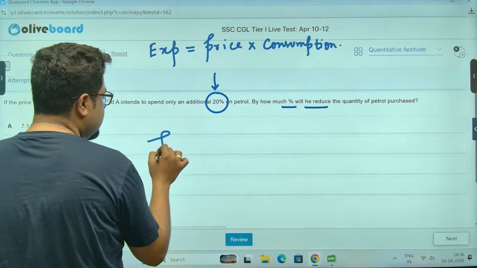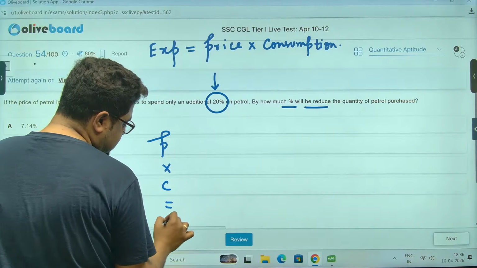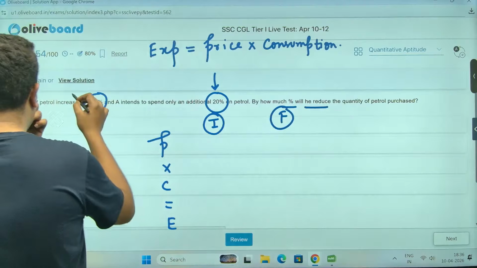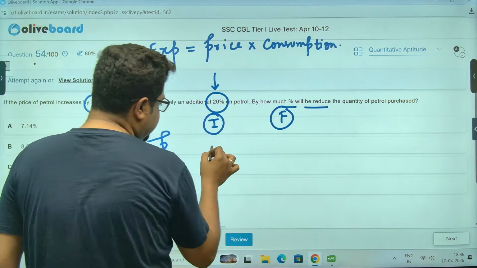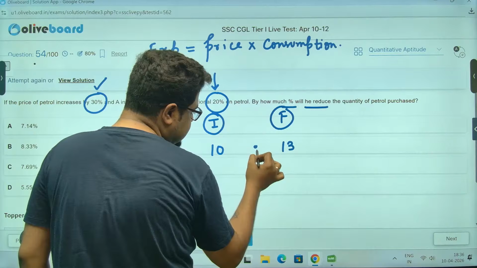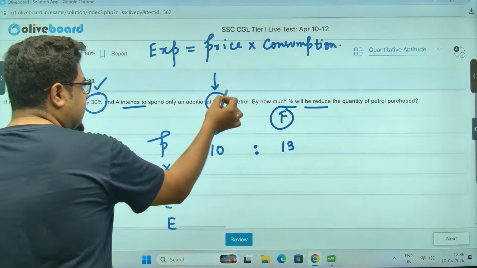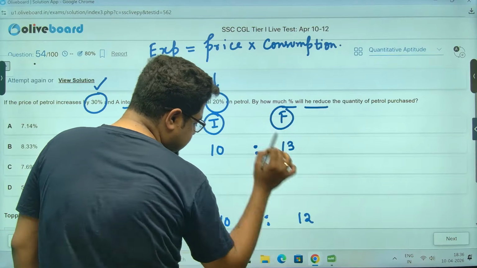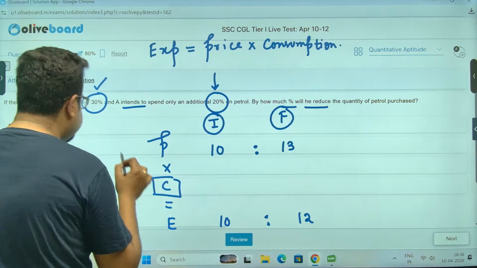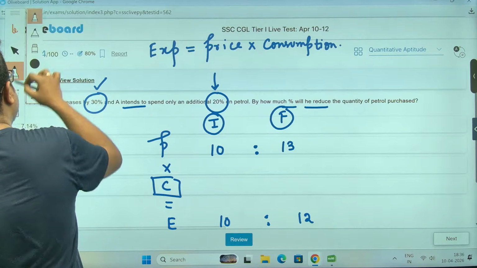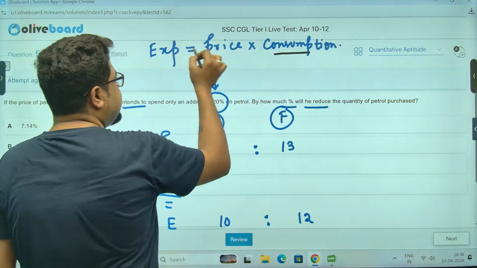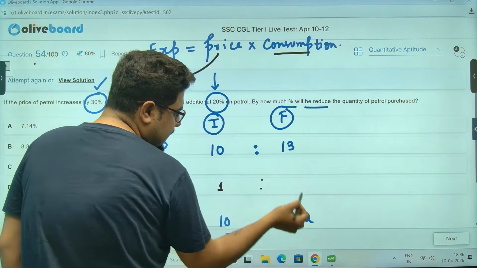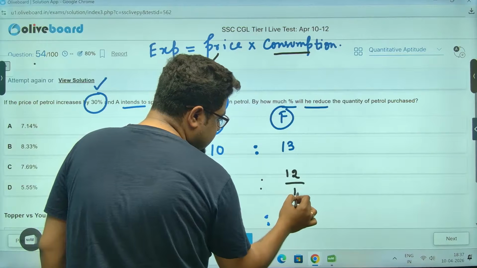Chalo, let's figure out, sir. Price into consumption is equal to expenditure. Initial is there, final is there. Sir, what happened? Price increased by 30%, meaning if the price was 10 rupees, now it is 13 rupees. Expenditure can only be increased by 20%, meaning if it was 10, now it can become only 12. Sir, what about consumption? Consumption must then be expenditure by price. 10 by 10, that is 1 here. Here 12 by 13, sir. This is my ratio, sir.